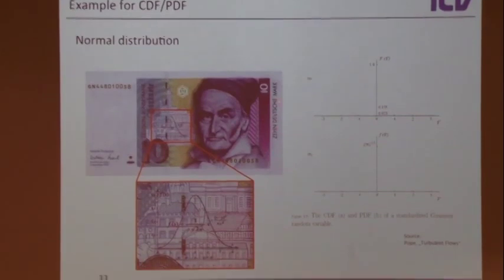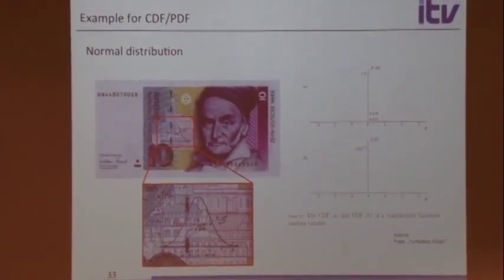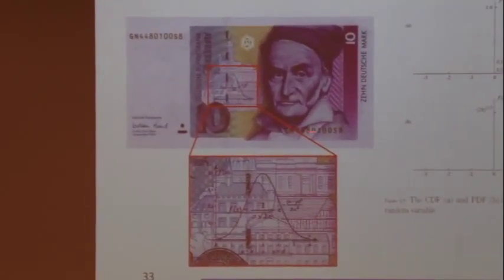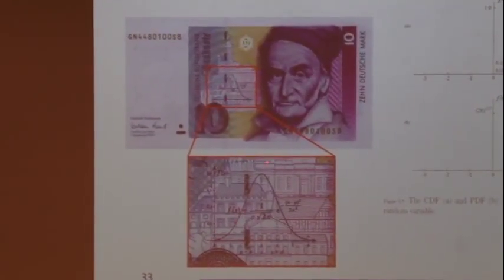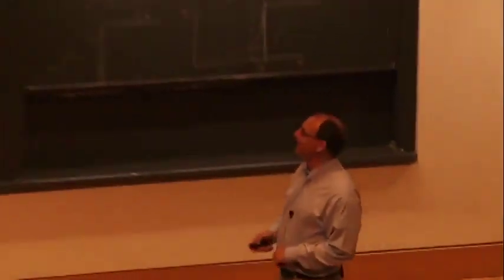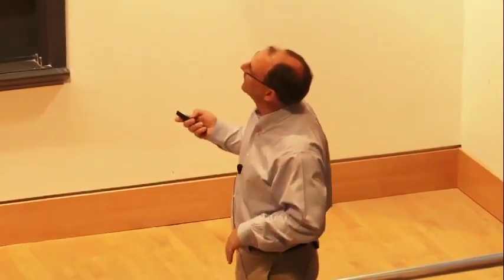This is a 10-mark bill. This is out of service now because we use euros in Germany, but this used to have a Gauss here, and the Gauss function used to be on this thing. So in the math exam, if you didn't know that, you just look at your money. Nobody can say you can't carry money with you.